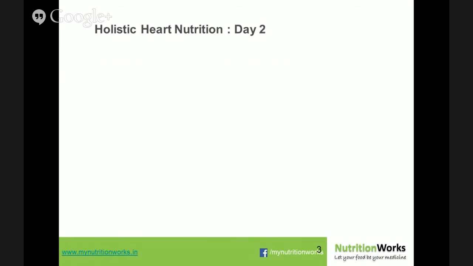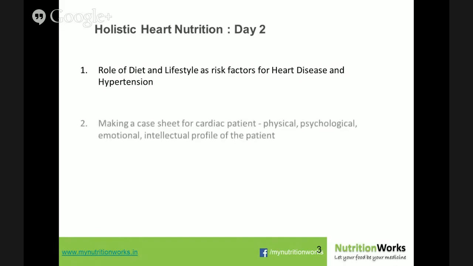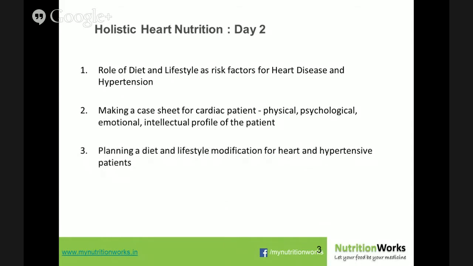And the second session will be on the role of diet and lifestyle as risk factors for heart disease and hypertension, making a case sheet for a cardiac patient. So taking history, his physical parameters like anthropometry, body composition, psychological, emotional, and intellectual profile of the patient. What is the information that we need to collect when we are planning a diet for the patient? And finally, planning a diet and lifestyle modification for heart and hypertensive patients.